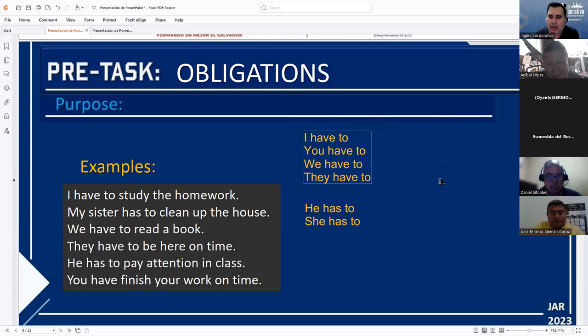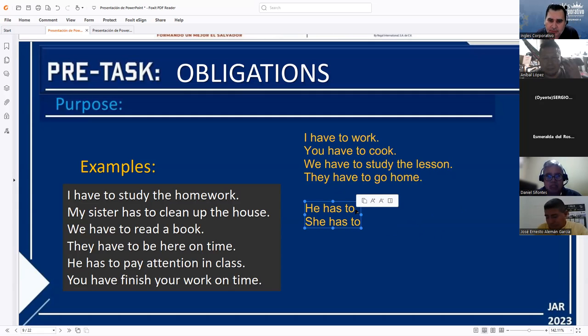Some things that can be responsibilities. I have to work. You have to cook. We have to study the lesson. They have to go home. Their parents are waiting for them. So they have to go home. Okay, obligation.